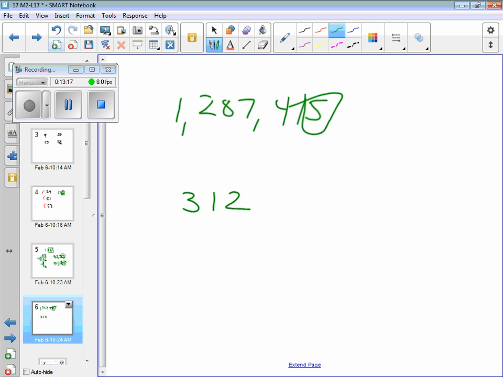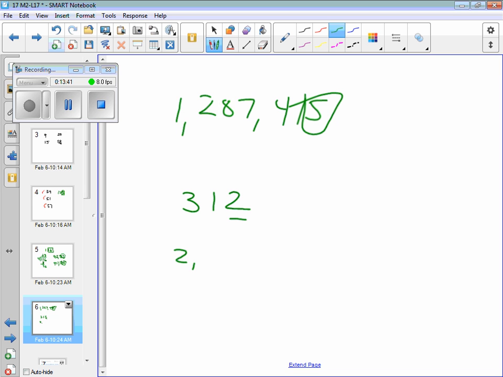Will 2 go into this? Why? Anna? No. What's the rule for 2? Don't feel like you need to memorize everything. If you have to go to your rule sheet, go to your rule sheet. The rule for 2 is? The last number. Got it. The last number's even. So 2 will work.